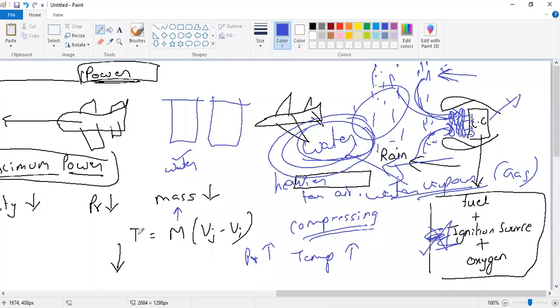Look at the formula. Thrust is equal to m (Vj minus Va). That means what? If the mass increases, thrust increases. That means when the aeroplane is going into the rain, it is an advantage to the pilot. Understood? When the aeroplane flies into the rain, it is not a disadvantage. It's in fact an advantage for the pilot because what happens? Mass of the air is increasing, which in turn is increasing the thrust.